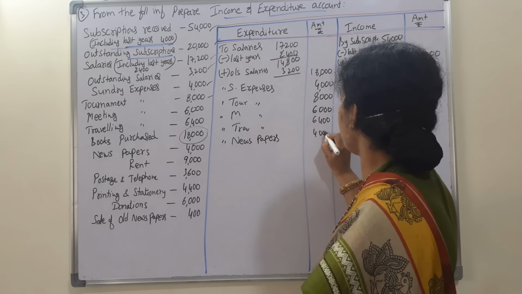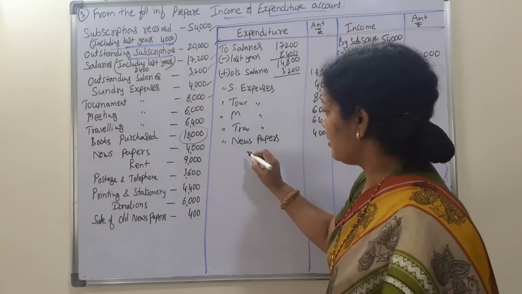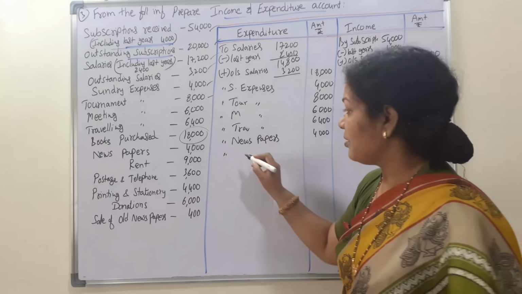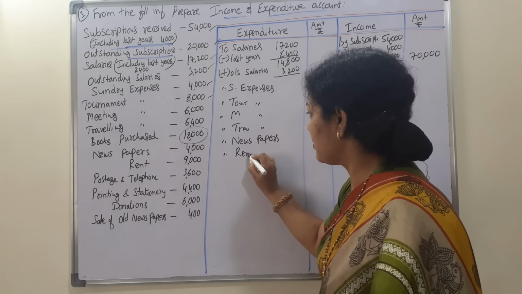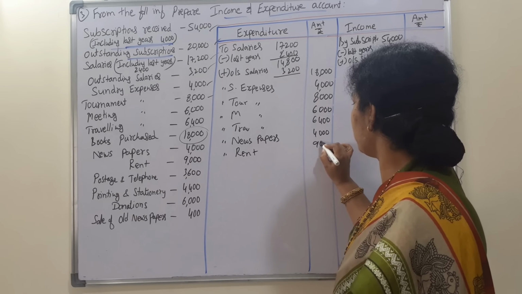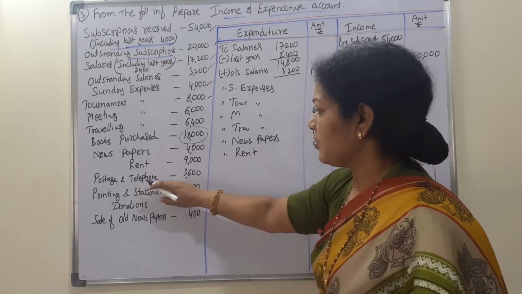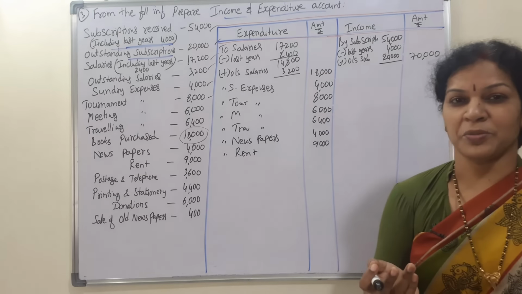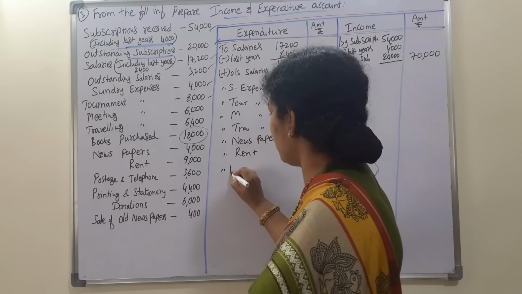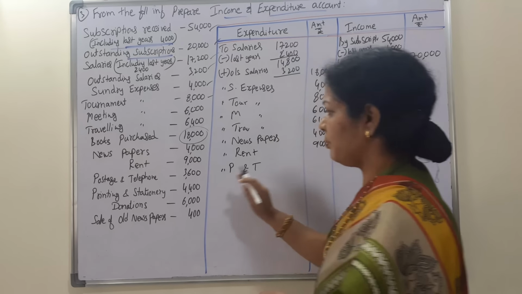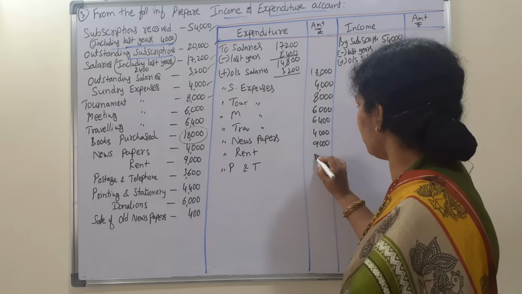4,000. Next, rent. Rent means we are paying rent. It's an expense. 9,000. Next, postage and telephone. This is also an expense. So we'll write on the debit side. Postage and telephone, P and T. Postage and telephone 3,600.